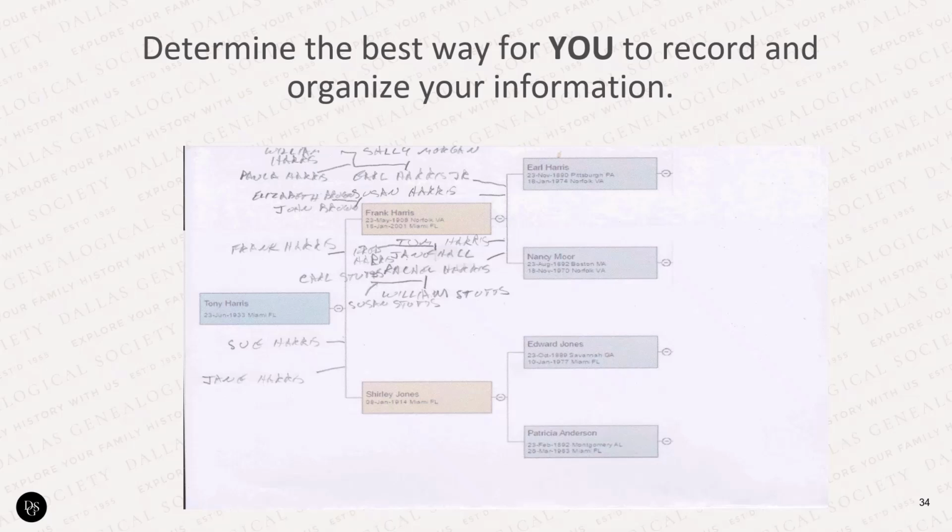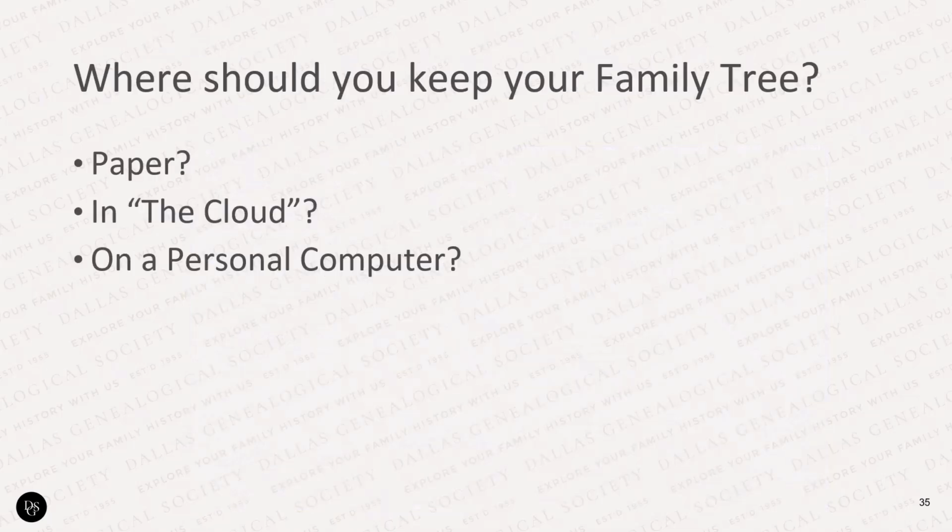Now, you can use a word processor, you can use a spreadsheet, but again, you're going to hit the limits of that very quickly and find that those are just not very useful tools at all. So, as I mentioned, paper is an option, but it's not a good one. The other two choices that you're going to have are to record it in what's known as the cloud, or you can record it on a personal computer. And we'll talk about each of these options in turn.